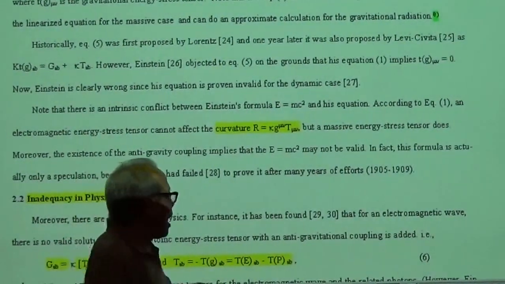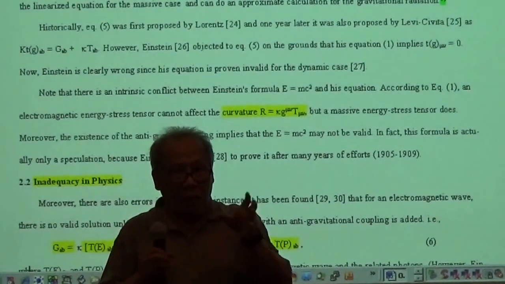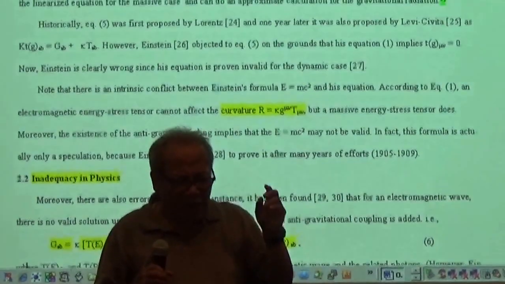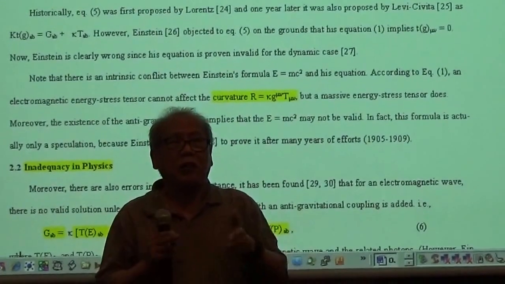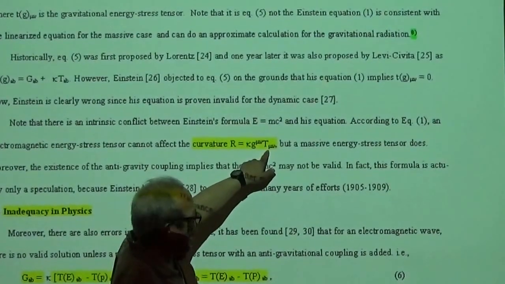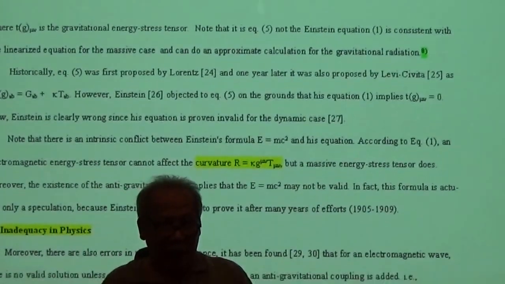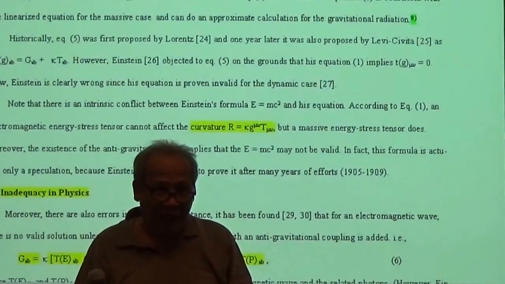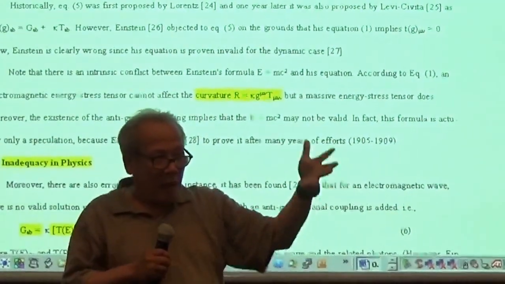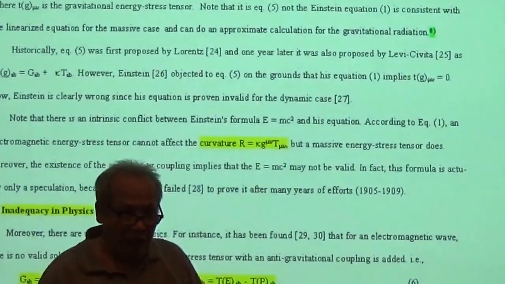Because in E equals mc squared, it's not consistent with Einstein's equation because the energy momentum tensor of the electromagnetic field has a trace equal to zero. Therefore, the energy momentum tensor of the electromagnetic field cannot affect the curvature R. But everybody knows that the curvature R can be affected by the mass. So Einstein's theory is not self-consistent in this sense. His two major theories, E equals mc squared and his field equation, are not consistent. He didn't even know that.